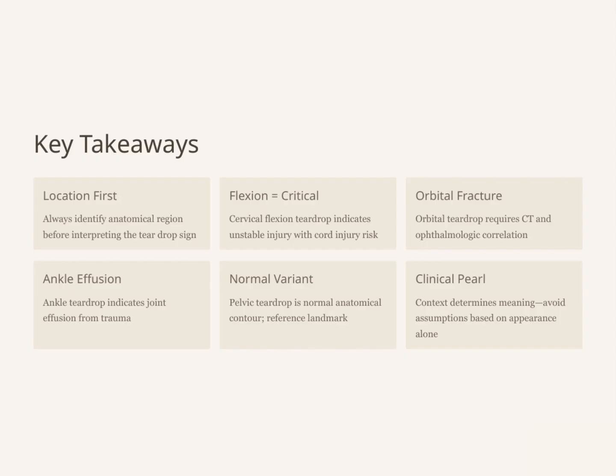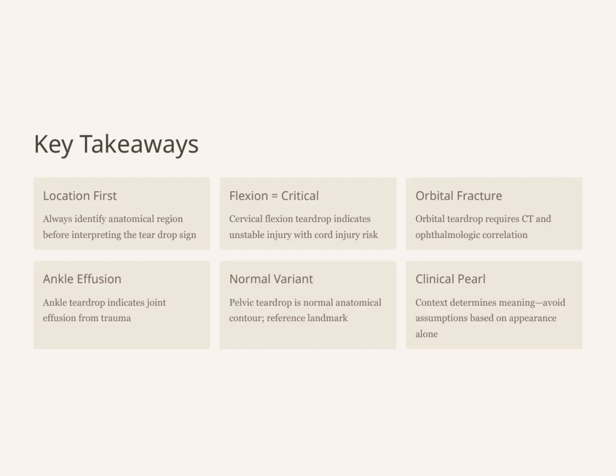Next, remember that flexion is a critical factor. For example, if you see a cervical flexion teardrop, that's a red flag. It indicates an unstable injury and a potential risk for spinal cord injury. That's a serious finding that demands careful attention.